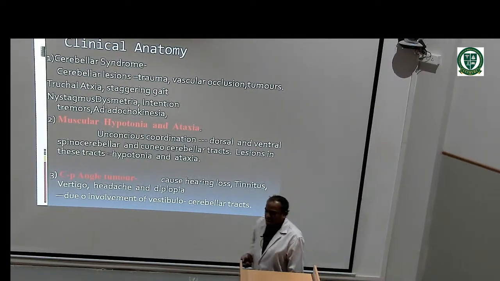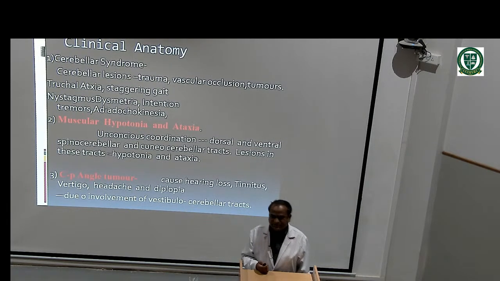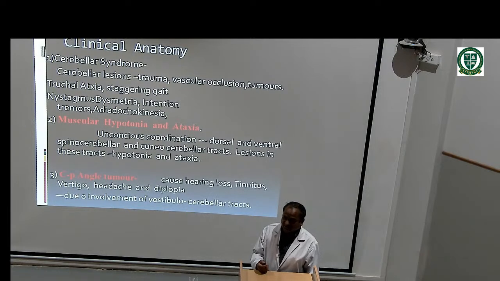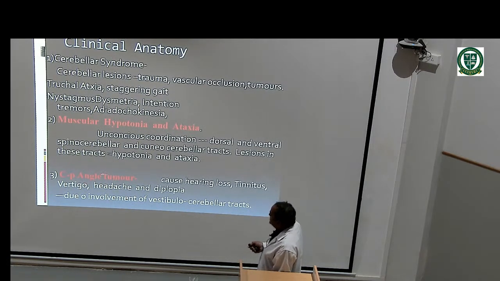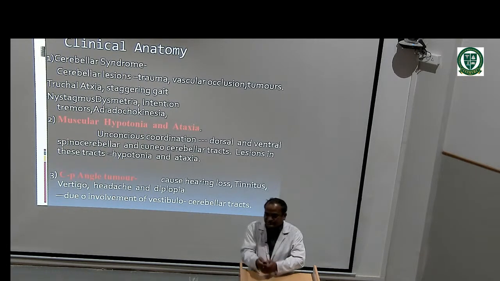And CP angle tumor, this is cerebellopontine angle tumor. So, this angle is present between the cerebellum and the pons. And these tumors at the CP angle cause hearing loss, tinnitus, vertigo, headache and diplopia. Okay, so this is due to the involvement of the vestibulocerebellar tracts.